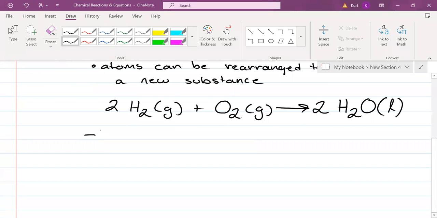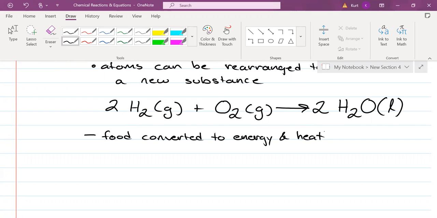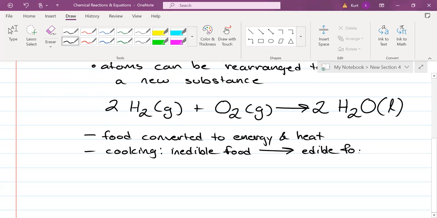A few other examples of chemical reactions would be like food that you eat converted into energy and heat. That is a chemical reaction. When you metabolize your food, you eat a cheeseburger and you get some energy from that. Or you put liquid gasoline in your car and some of it is used to power your car and some of it is released as waste or exhaust. Cooking. You know, you have basically inedible food converted into edible food. You can't go to the seafood section and say, all right, give me that salmon. If you eat it, you might get sick, but if you cook it, you'll be fine. That's a chemical reaction.